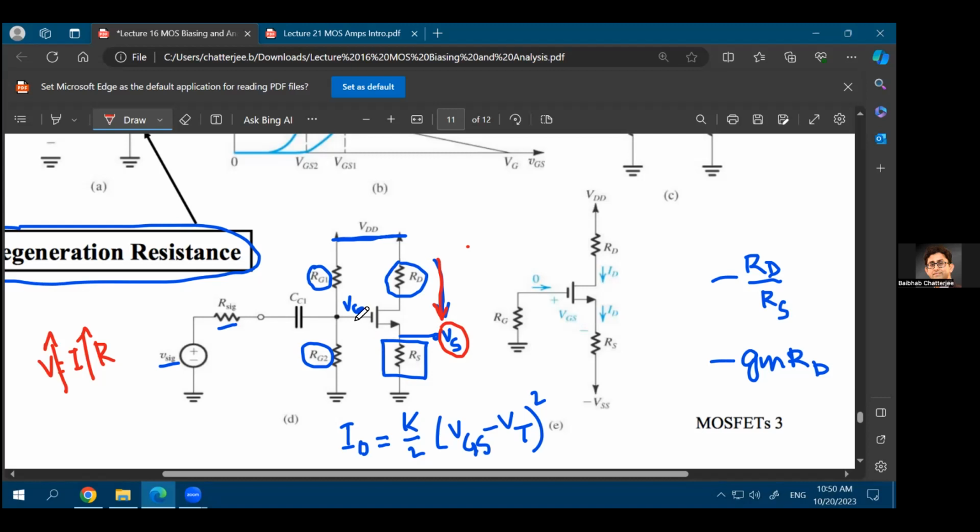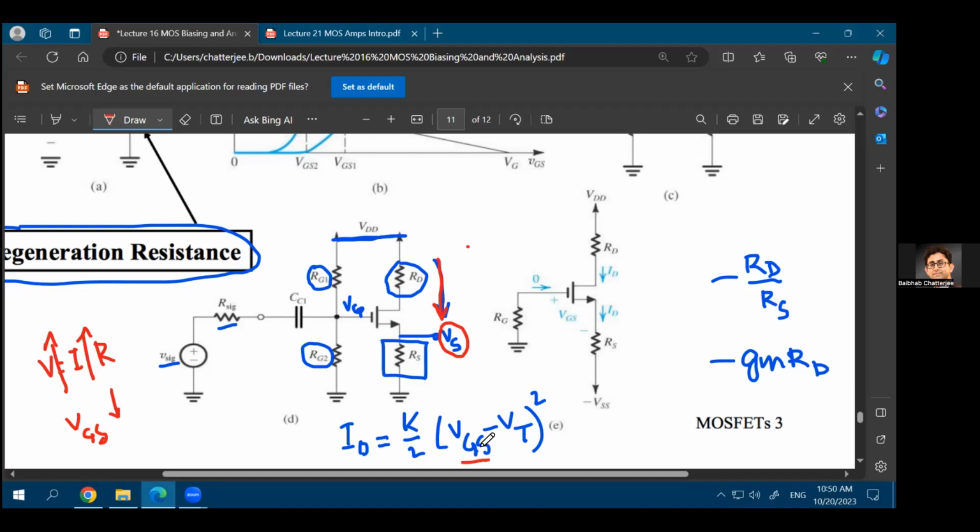Now what will happen is that because your Vg is fixed, your Vgs will reduce, right? Why am I saying that? Because your Vg is constant, but your Vs is increasing. So Vg minus Vs, which is equal to Vgs, will drop. So the Vgs of the device will reduce as soon as the current through the device increases. So what do you get from this equation then?